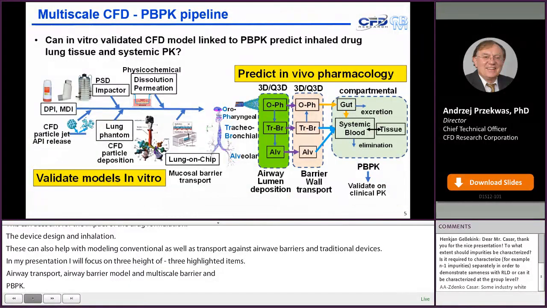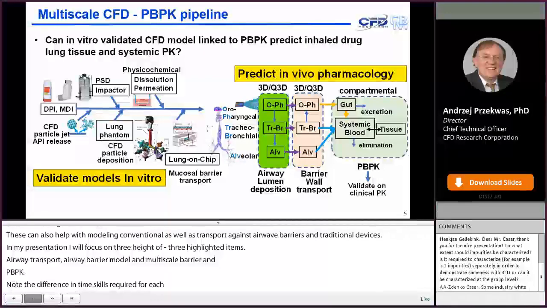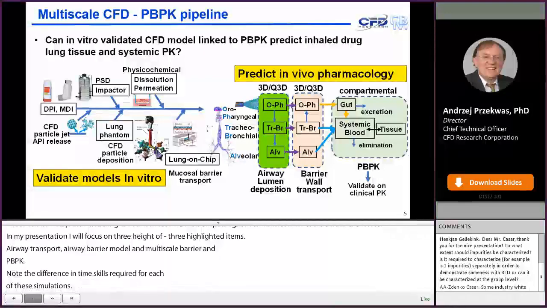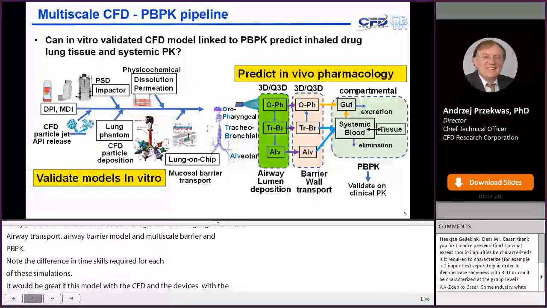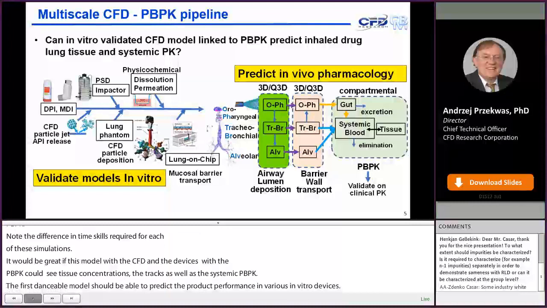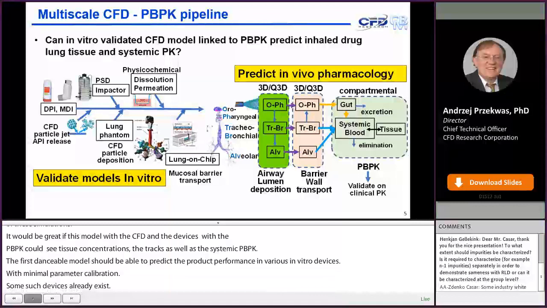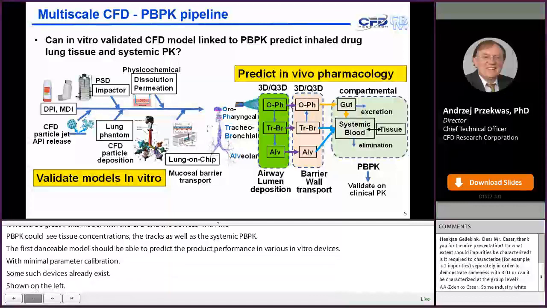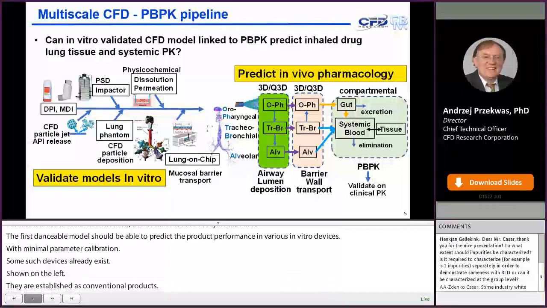It would be great if a CFD model validated on in vitro devices coupled to PBPK could predict in vivo lung tissue concentrations of the inhaled drugs as well as the systemic PK. I think that a first principle-based CFD model should be able to predict drug product performance in various in vitro devices with minimal parameter calibration. Some of such devices already exist, shown on the left, and they are established as commercial products. Simulation of in vivo inhaled product pharmacology, shown on the right, involves two sequential steps.